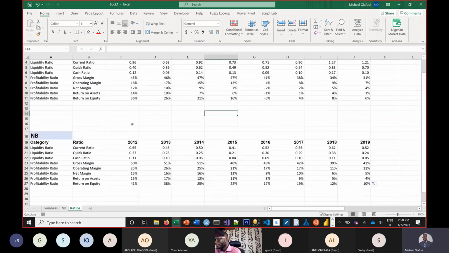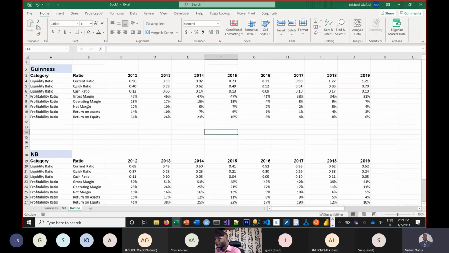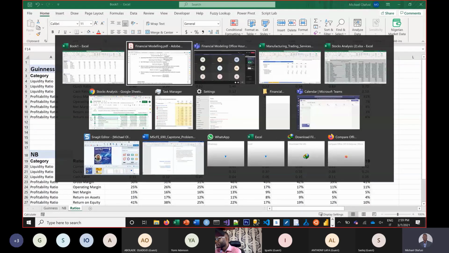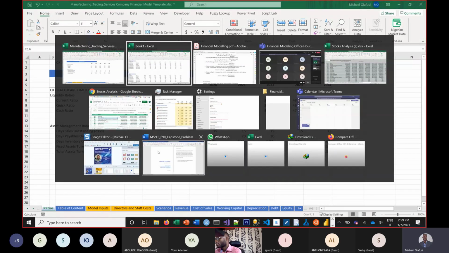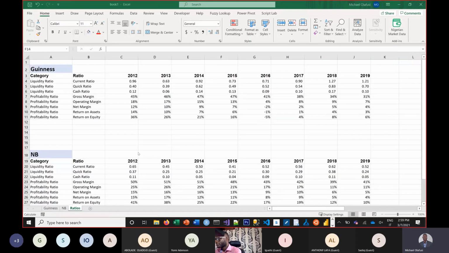So from here, we have covered liquidity ratio and profitability ratio. Unfortunately, I couldn't do asset management ratio on this. It would have been nice. We would have seen which company is better at managing their assets to generate sales and all. But with this, we can compare which is the better company, right? So we can compare and see for ourselves across.